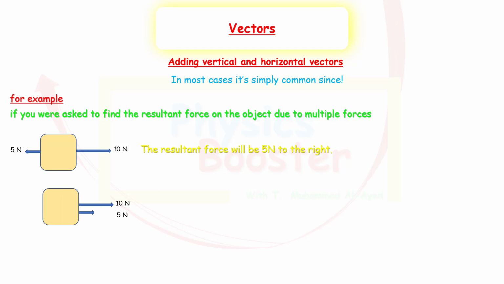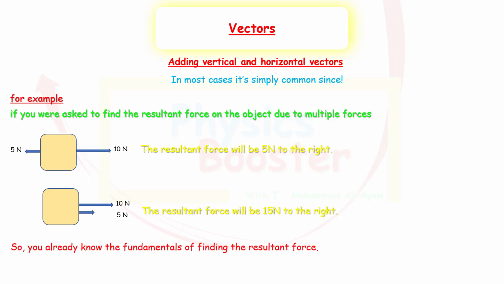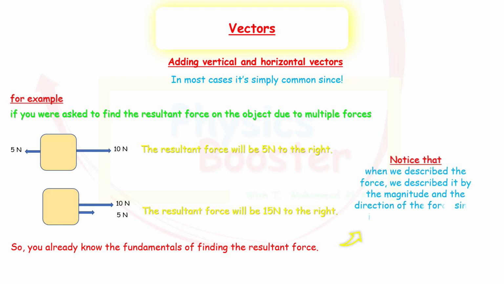Let's look at this box. You're going to say directly that the resultant force will be equal to 15 newtons to the right. Now, you already know the fundamentals of finding a resultant force because, as I said, it is common sense. But it's very important that when we describe the force, we describe it by the magnitude and the direction of the force since it's a vector.